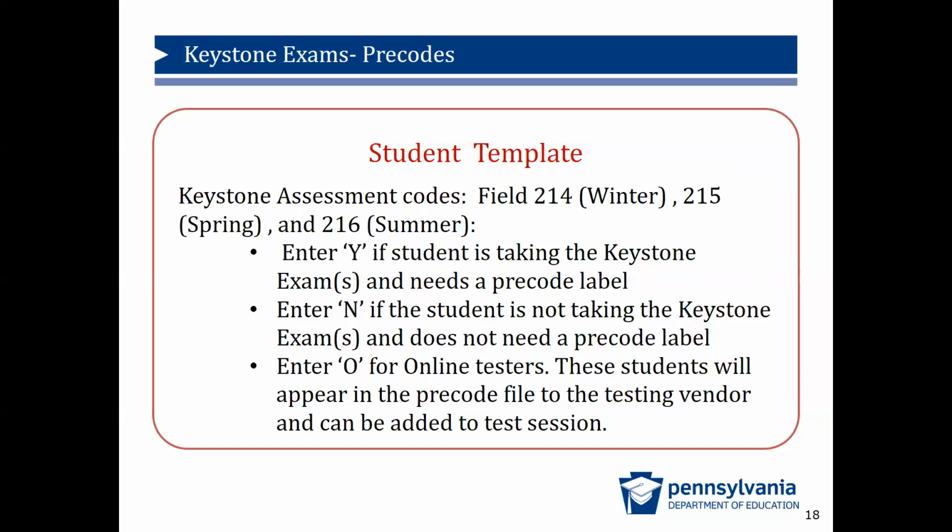Enter Y if student is taking the Keystone Exams and needs a Precode label. Enter N if the student is not taking the Keystone Exams and does not need a Precode label. Enter O for online testers. These students will appear in the Precode file to the testing vendor and can be added to test sessions.